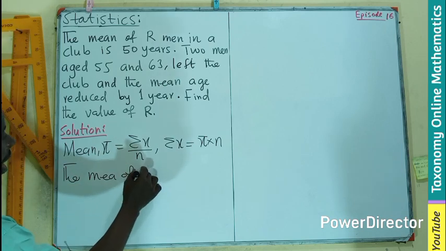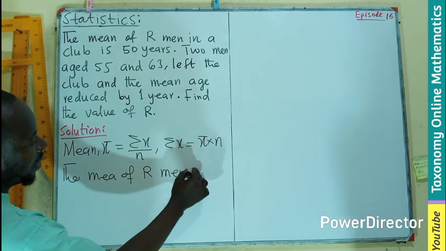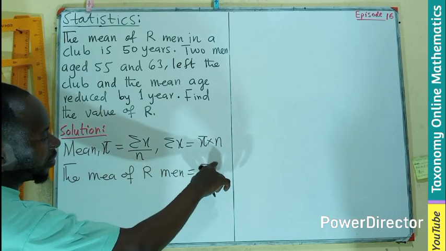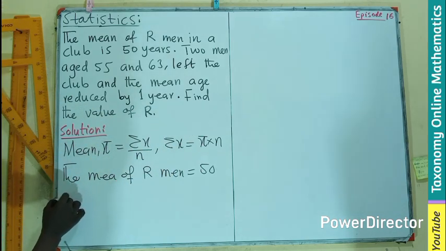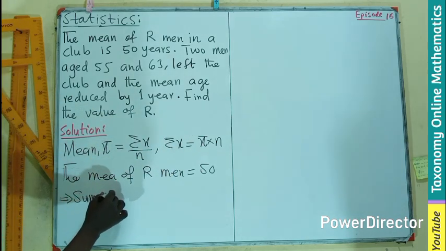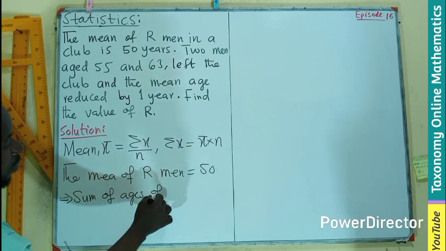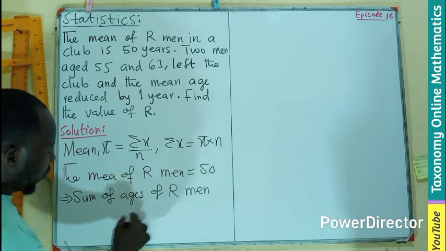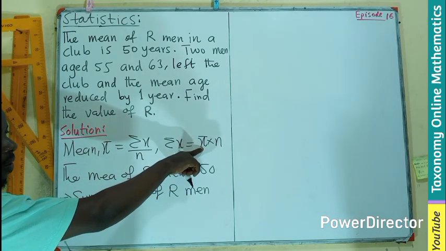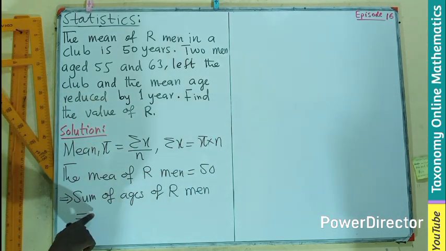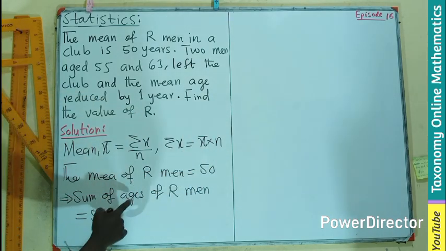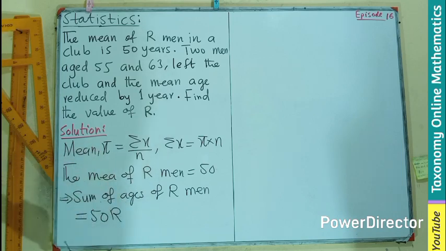So we can say that the mean of R men is given as 50 years. Then what will be the sum of the ages of all the R men? That implies that the sum of ages of the R men will be equal to the mean times the number. The mean is 50, times the number of them, which is R. So the total of them will be 50R.